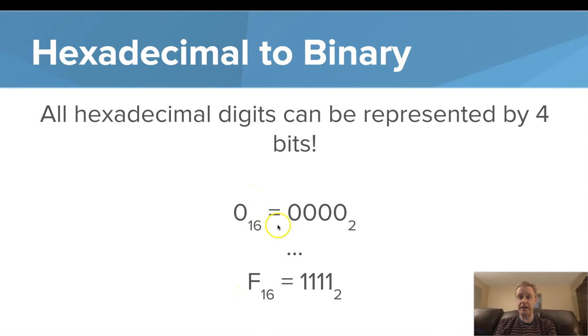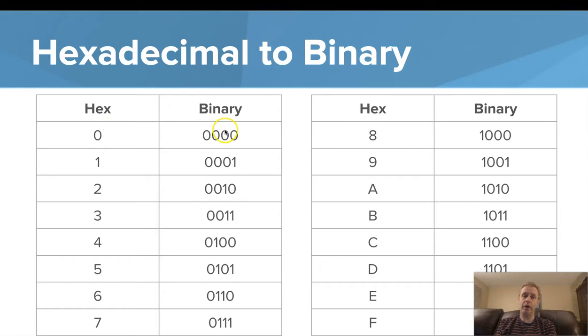So 0 in hexadecimal would be represented by this binary number, and F in hexadecimal, which is essentially 15, would be equal to this in binary. And so, right, for every hexadecimal digit, this would be the binary number equivalent. And again, we only need 4 bits to represent any of these digits in hexadecimal.